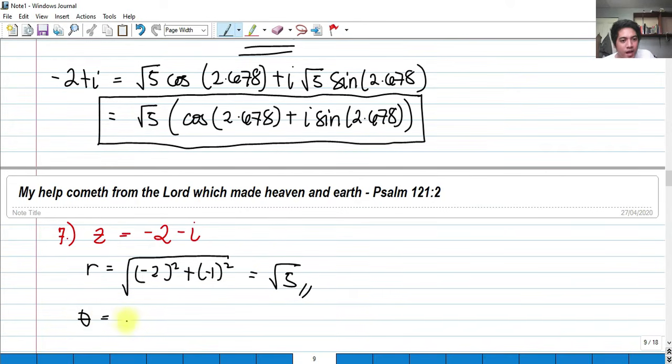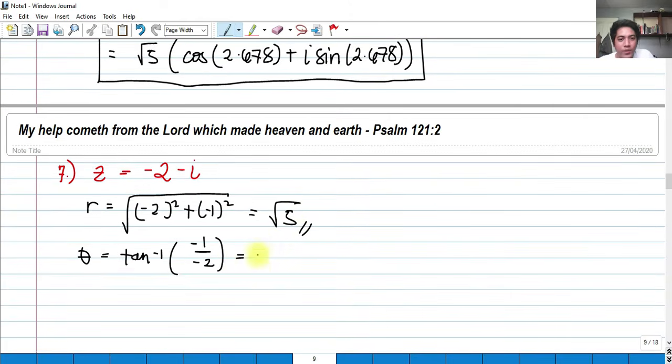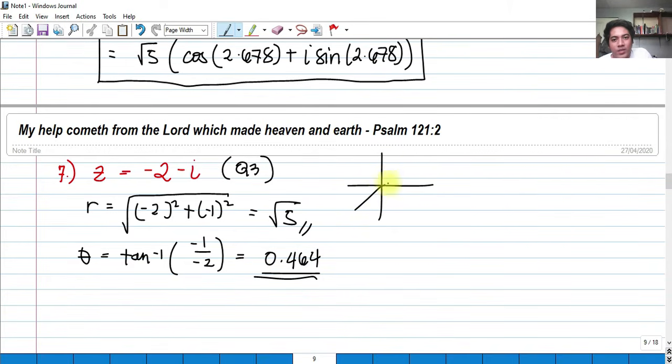And how about the theta? We have arctan of negative 1 over negative 2. That's arctan of 1 half, which turns out to be 0.464 positive. But let me remind you that our complex number is located in quadrant 3. So this angle is incorrect because 0.464 is in the first quadrant, which is here only. So we have to find the angle here.